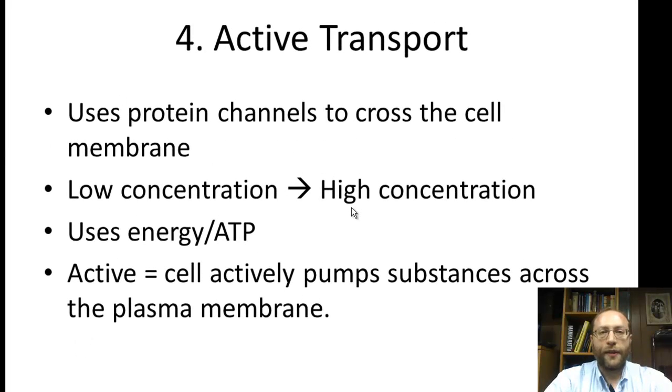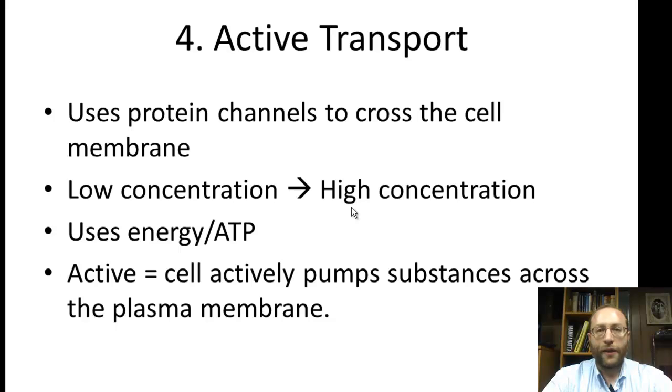The fourth kind is active transport. And here using the same protein channels in many cases, but it's going in the opposite direction. It's going from low concentration to high concentration. So it's the opposite of what we've seen so far. And another way it's the opposite is because it's going against the concentration gradient, that uses energy, and the energy is in the form of ATP.